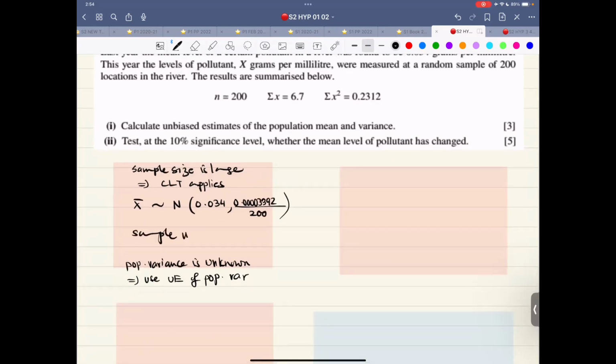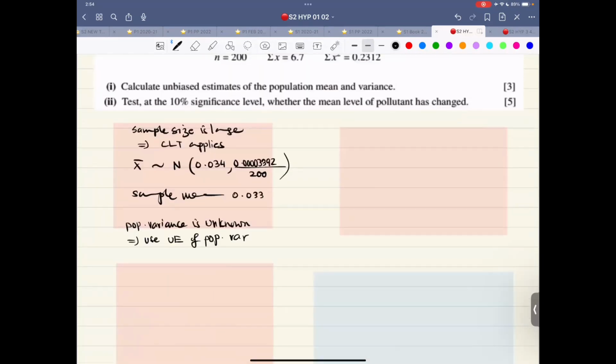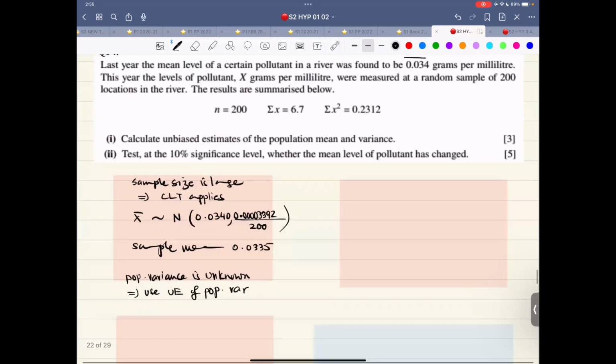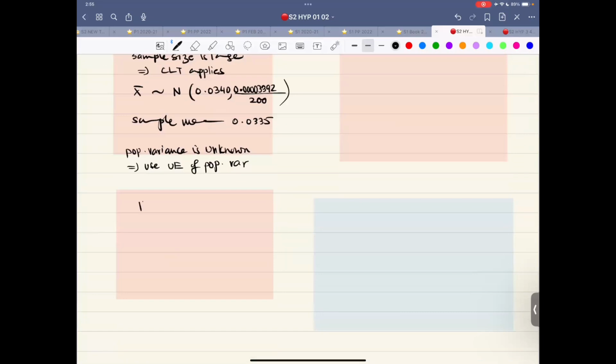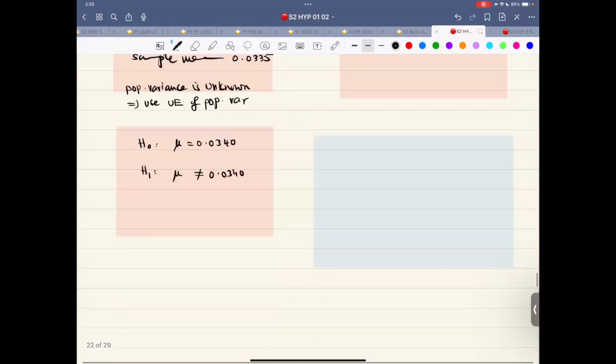What about the sample mean? Sample mean was just calculated. That is 0.0335. And let me write this 0.034 as 0.0340, just to make it obvious. Now, H0 and H1. H0: mu is 0.0340. H1: mu does not equal 0.0340, because we are not sure whether the mean level has increased or decreased. The word is changed. It could be the greater one, it could be the lesser one. This is a 10% significance level. And also write that this is a two-tailed test.